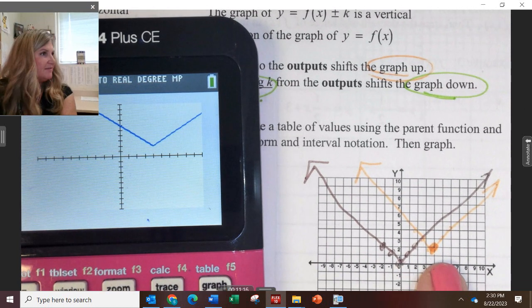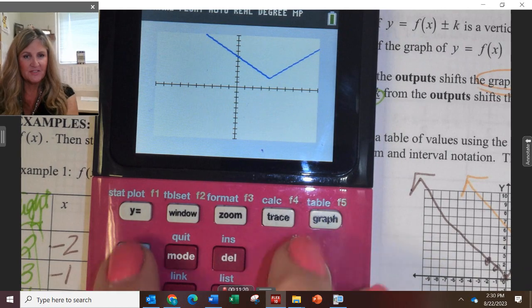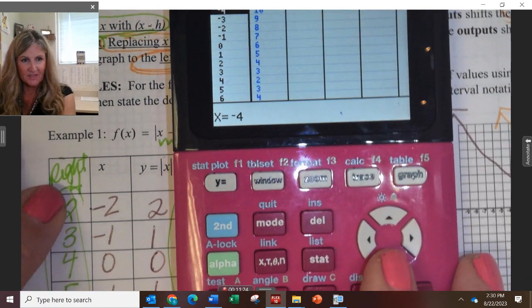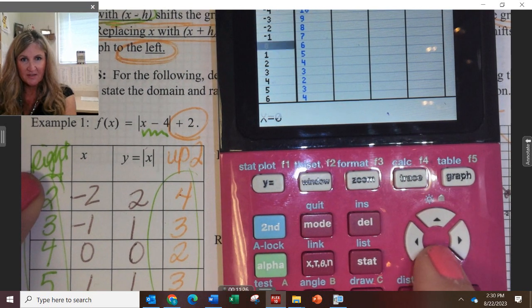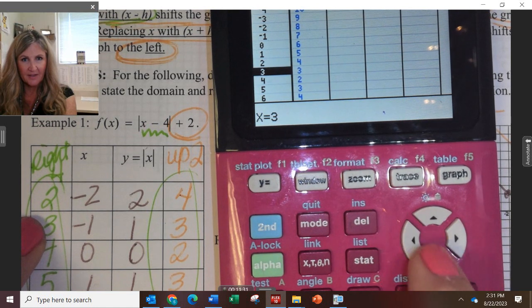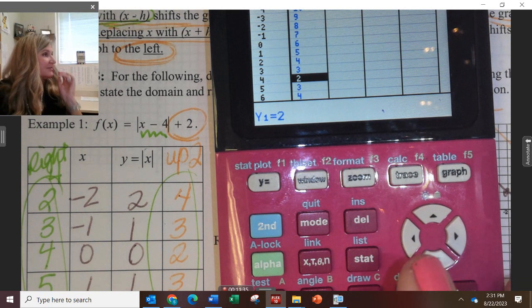And does that look good? Yeah. I can also look at my table of values, second graph, and check some of these points. 2, 4. Good, we got it. 3, 3. See how I'm checking those? 4, 2. So now we know we're correct. We did that right.